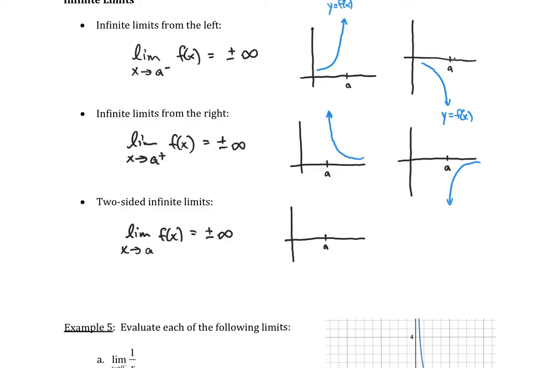Let's draw one picture like this. Let's draw the other picture like this. If it's going to positive infinity, when you come from the left, it should shoot up to positive infinity. When you come from the right, it should also shoot up to positive infinity. For the negative infinity case, when you come from the left, it goes down to negative infinity. When you come from the right, it also goes down to negative infinity. When those match up, then we say that the limit exists and it's either positive infinity or negative infinity.